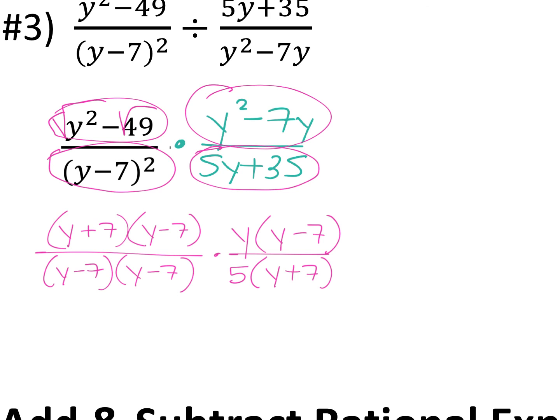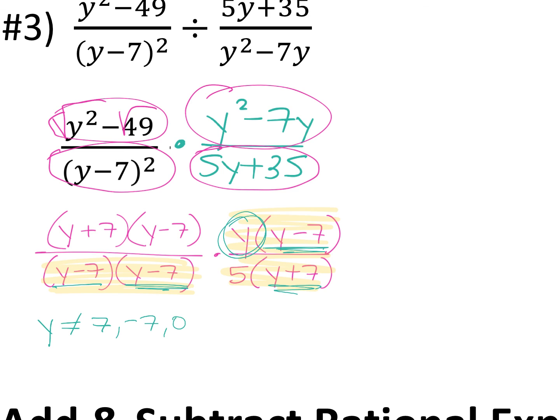Okay, so you're here. Now's where you can state your restrictions. And your restrictions have to come from all of this and the denominator of that one. So you say y cannot equal 7, you don't need to write that again, -7, +7, and a y by itself is always just going to be a 0 because 0 times anything will still be 0, right? So this is your restrictions.